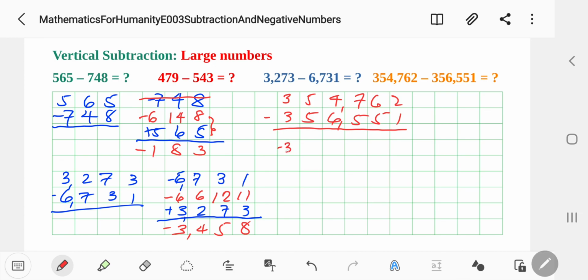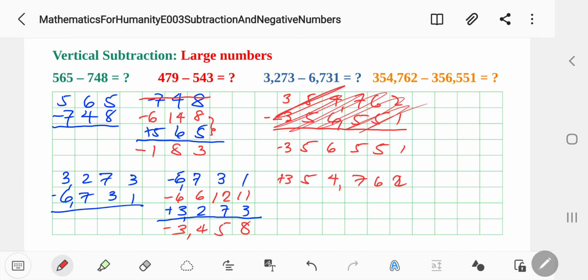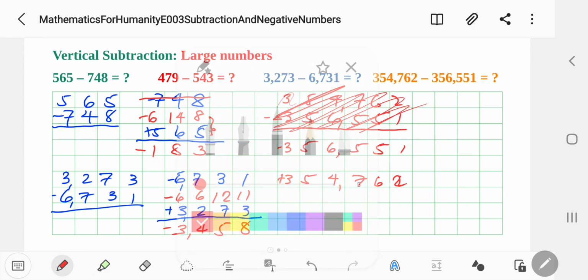So again, you have to change the order. So you have negative 356,551 plus 354,762. I have to put a space. So I'll just cross this out. So now you bring down 1. Let's change the color of the pen.